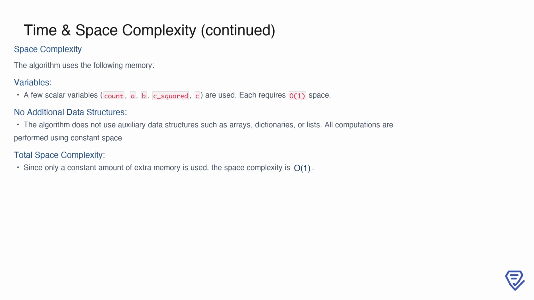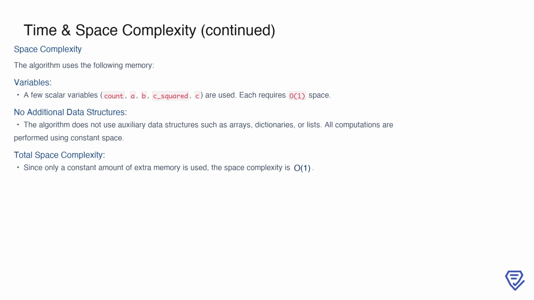Now let's discuss space complexity. The algorithm primarily uses a few scalar variables, such as count, a, b, c_squared, and c, to keep track of calculations. Each of these variables requires a constant amount of memory, or O(1). Additionally, the algorithm does not use any auxiliary data structures like arrays, dictionaries, or lists. All computations are performed directly using the loop variables and intermediate calculations, which means no extra memory is consumed beyond the required scalars. Therefore, the total space complexity of the algorithm is O(1), making it highly efficient in terms of memory usage.